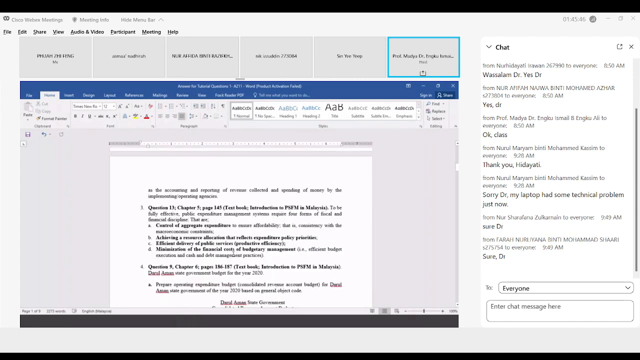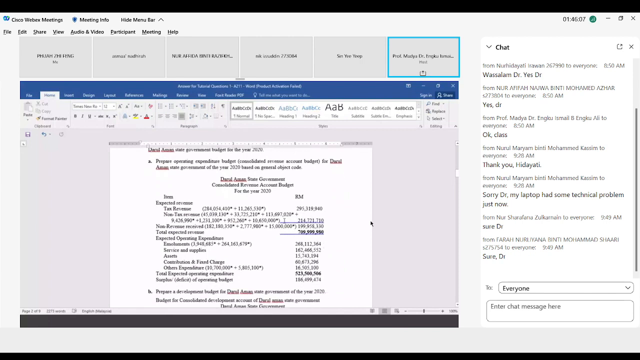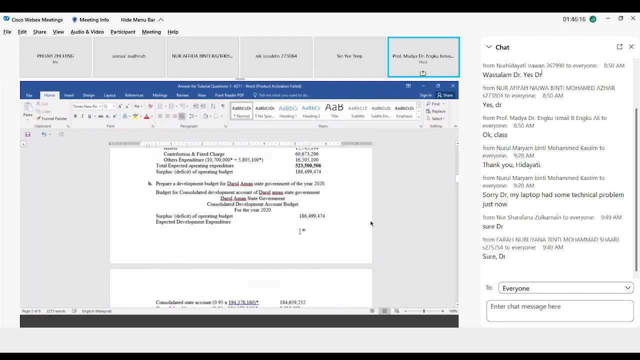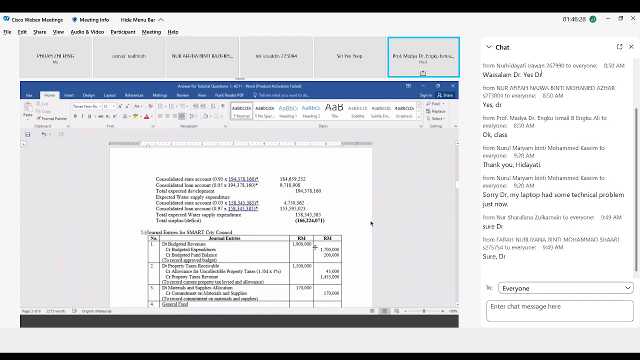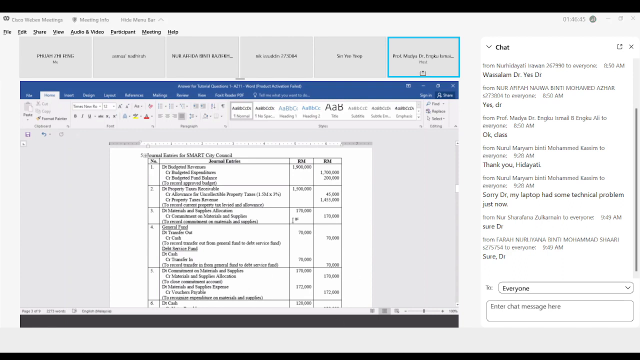Okay, and then question number 3 and question number 4, I think they were provided clearly. You can base on the answer given by the presenting group. Question number 4 is similar to that, where we have the budget on the consolidated revenue account, and also the budget on the Darul Aman State Government development account. Okay, that is question number 5 on the journal entries. I think that it is okay also on the Smart City Council, who practice the accrual basis, which was provided by group 4.